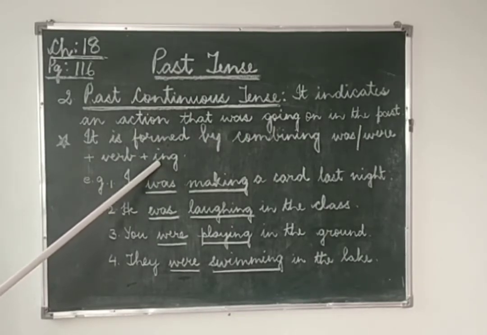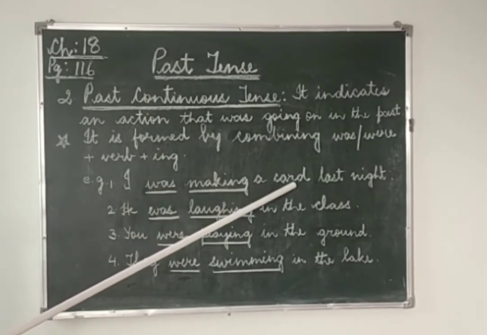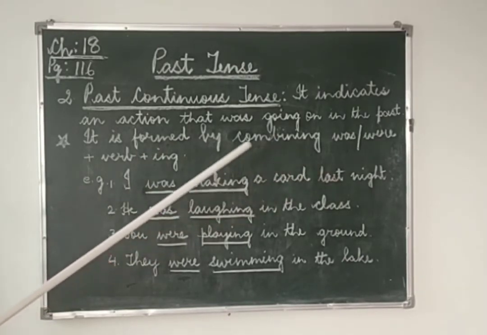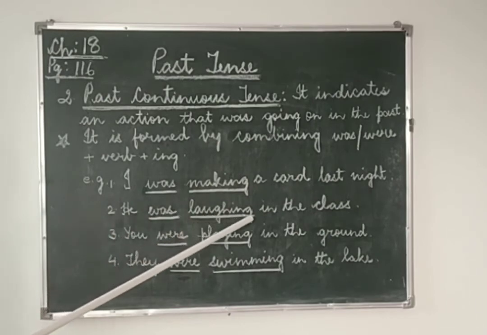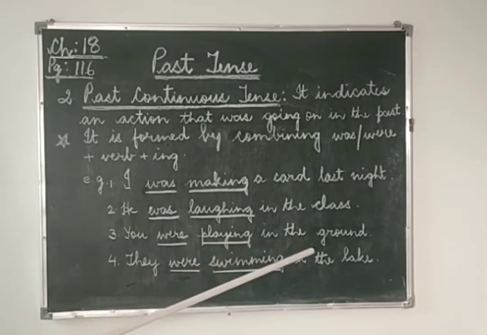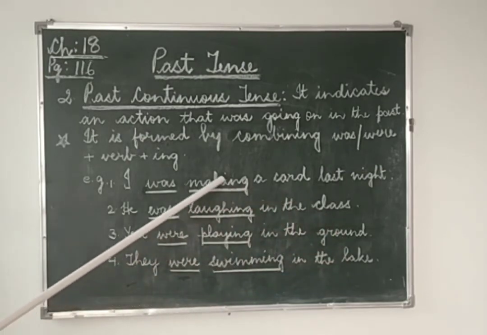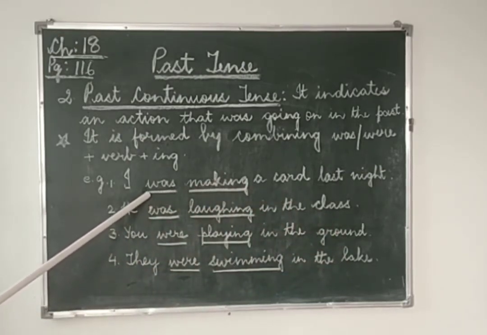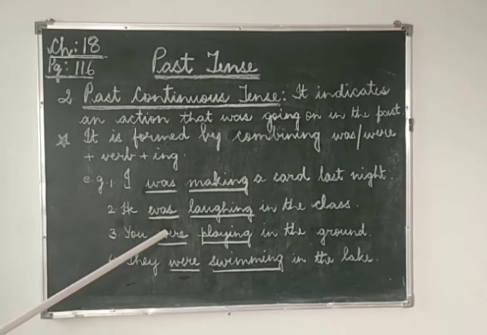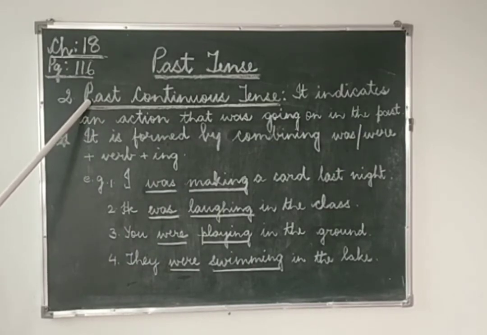Now let us understand through a few examples. I was making a card last night. He was laughing in the class. You were playing in the ground. They were swimming in the lake. All these verbal phrases, was making, was laughing, were playing, were swimming, are in the past continuous tense.